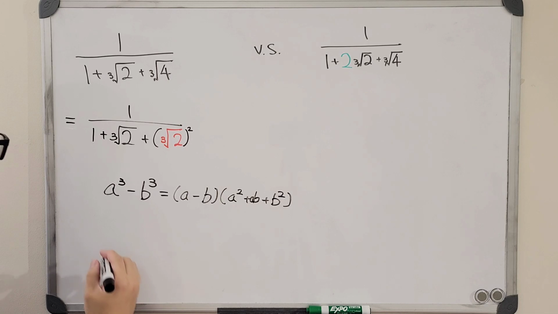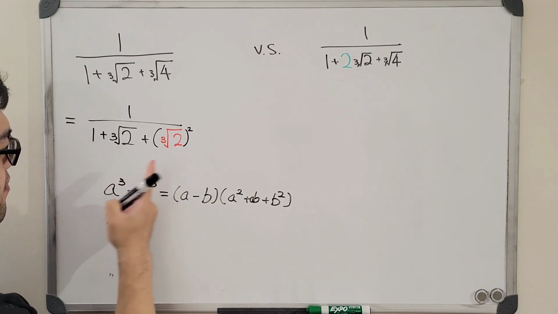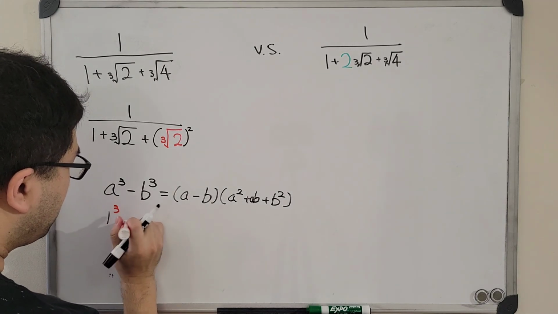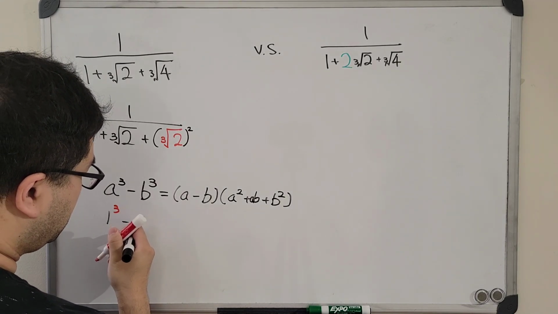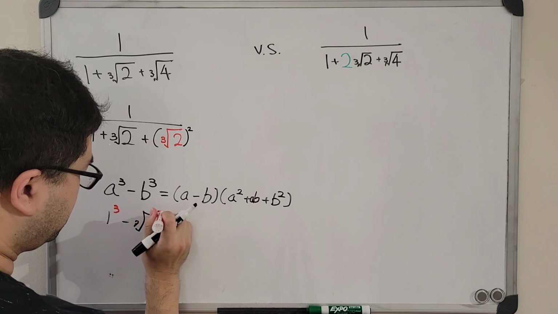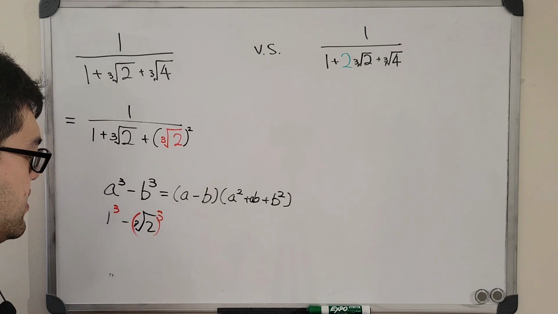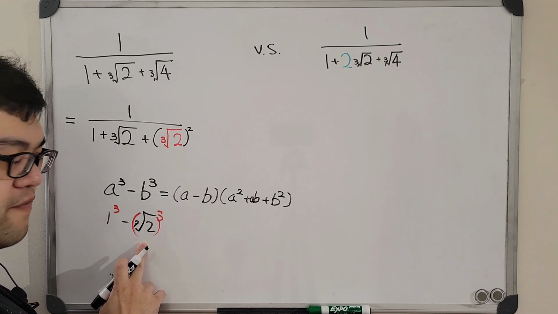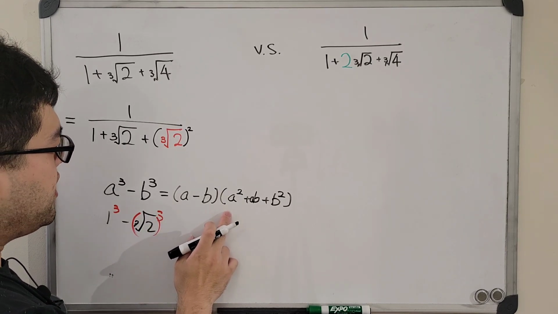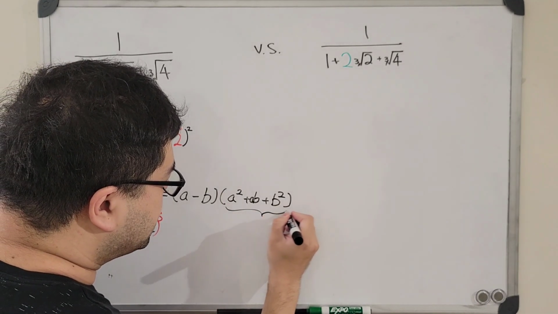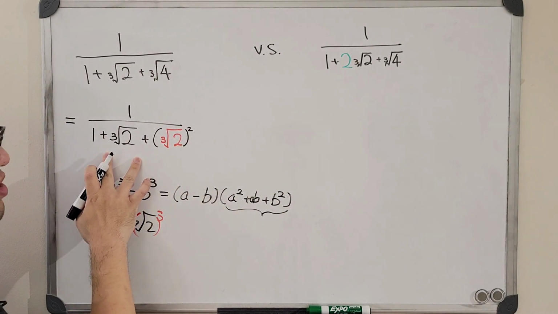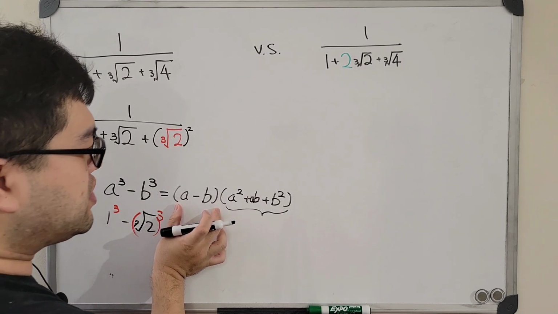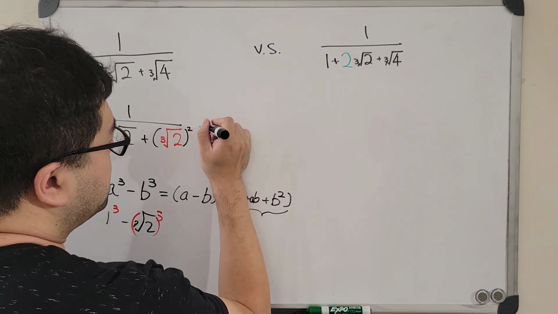Now if we try to let a be 1 and b be the cube root of 2, we will now get the following. On the left hand side, we have 1 to the third power minus the cube root of 2 to the third power. Where the right hand side, well, for the second part, this is exactly what we have in the denominator. So what we are missing is just the a minus b term. So what are we supposed to do?